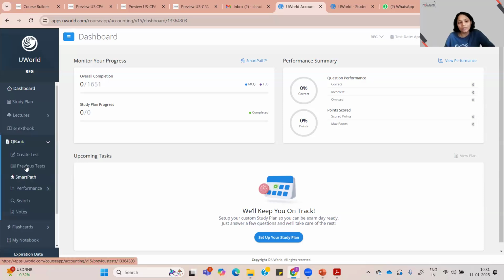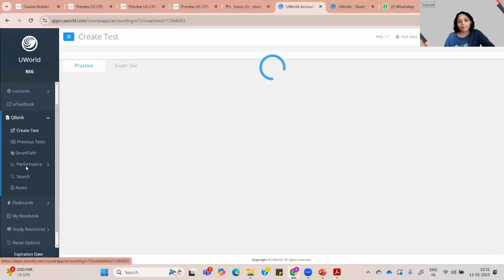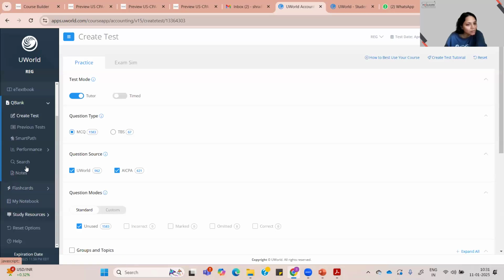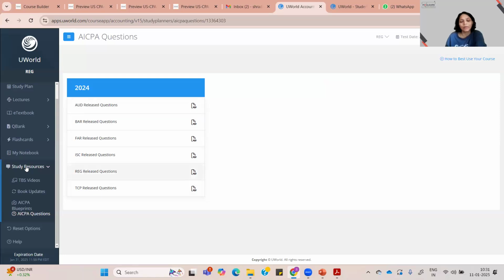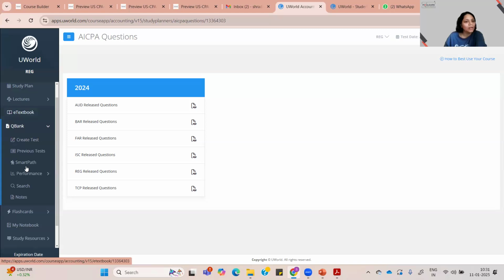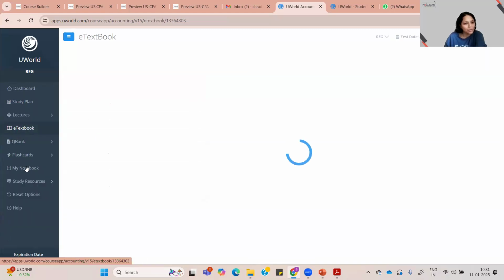Now, how do you mark the questions? If I go to the question bank, they have given you separate MCQ questions. They have given you all the released questions for all the subjects, which is a good thing. They've given you AICPA blueprints also here, which is good. Actually, they've changed the interface here, I feel. And if you go to full course, this is the textbook.